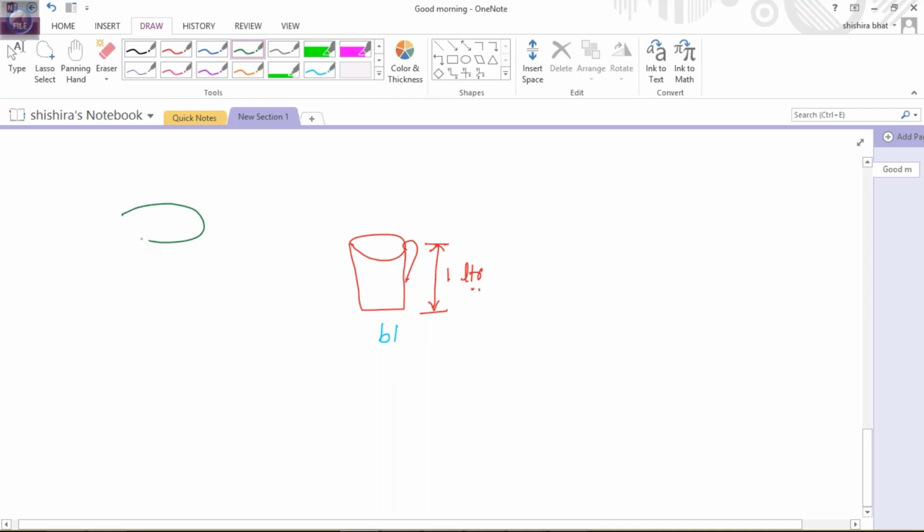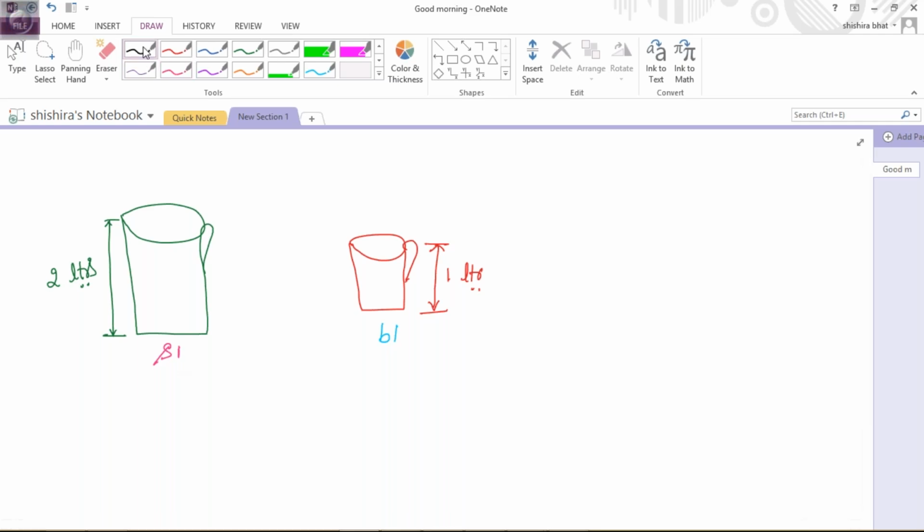Now I'm going to take another mug which is bigger than this. How much bigger than this? Let's say the capacity of this mug is 2 liters. This mug is filled with water. Rather than calling it B2, I'll call this mug S1.